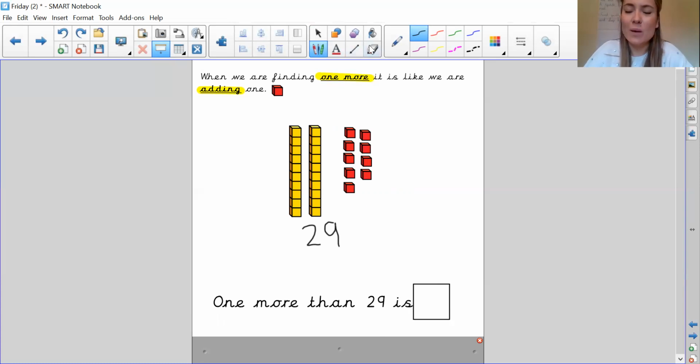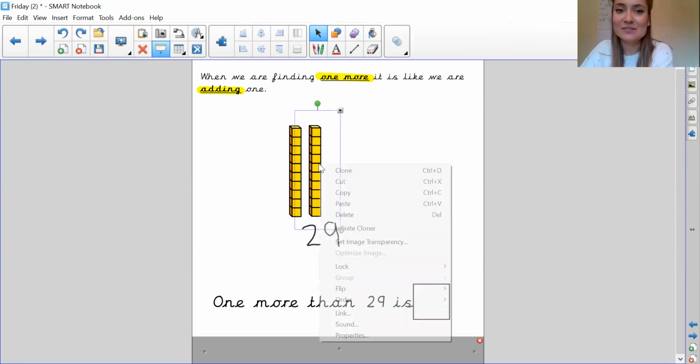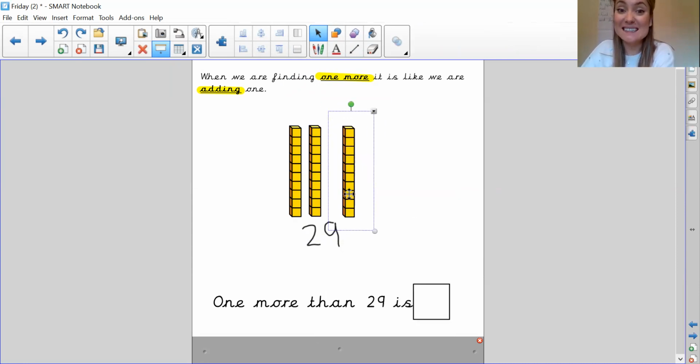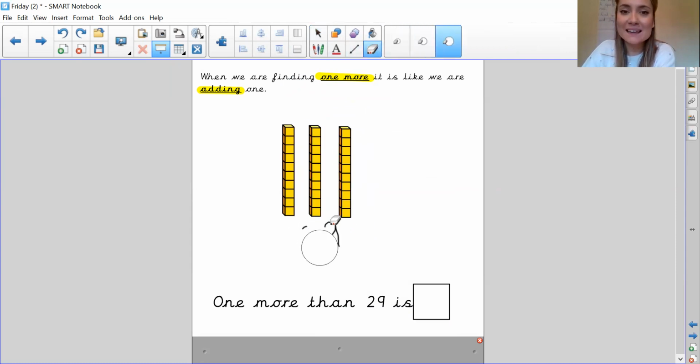Let's work out what one more than 29 is. Got my one up here, you ready? What have I made here? I've made 2 rows of 5. What have I made? I've made 10. What can I swap my 10 for? 1 10. I can swap my 10 ones for 1 10. Watch. They're the same. So what number have I made now? What number have I made?